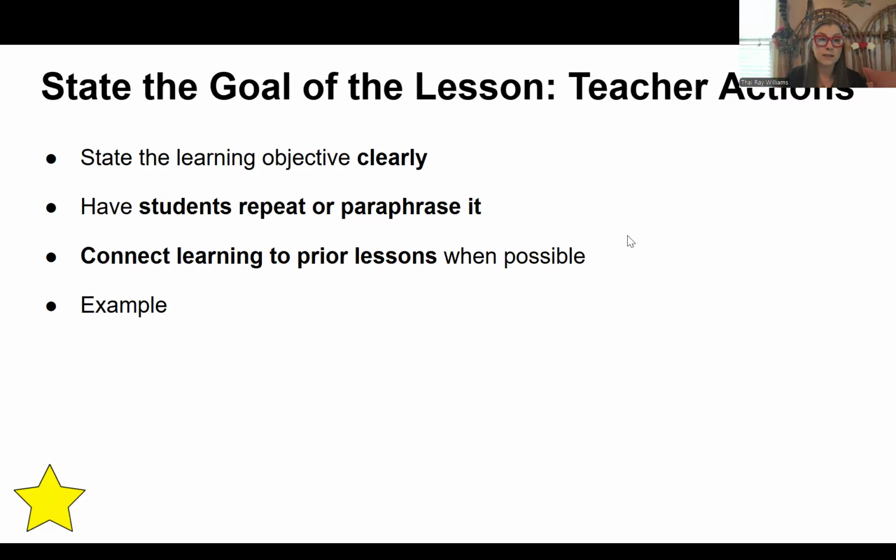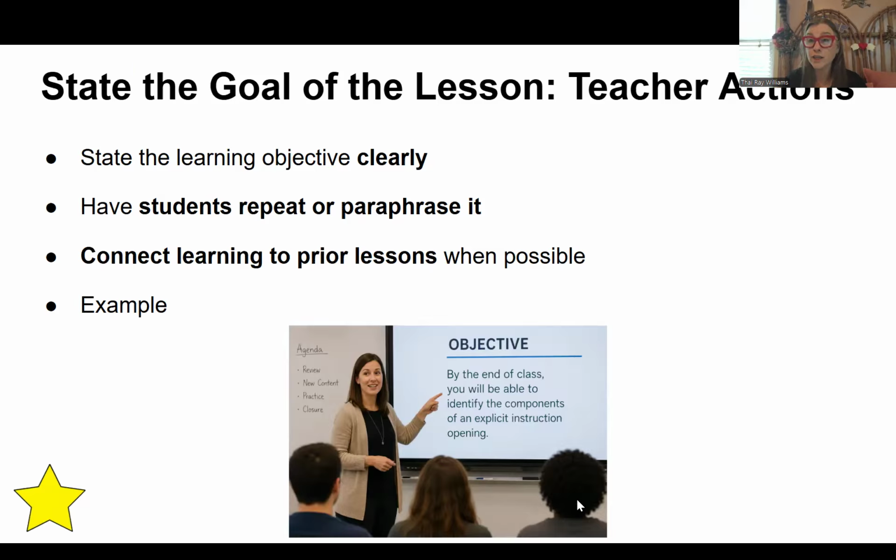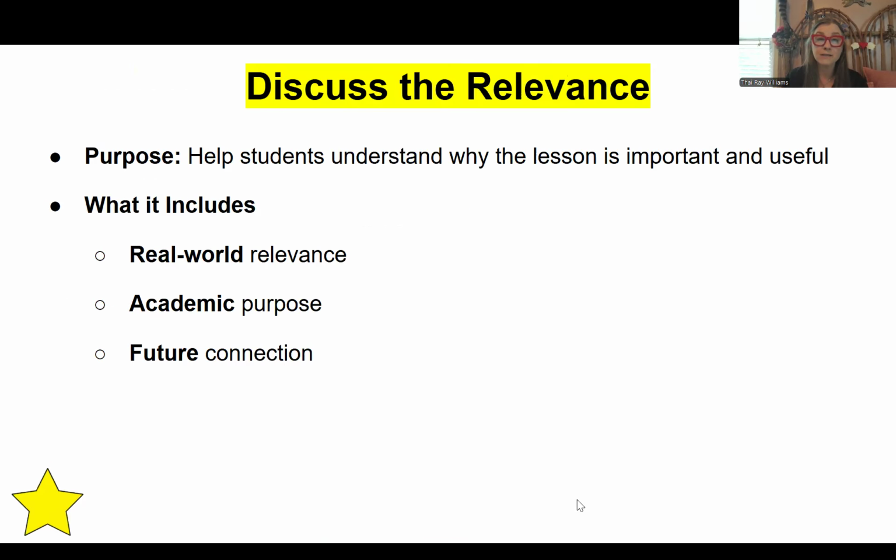So let's take a look at stating the objective. So here is our objective for the portion that we are covering at the moment: by the end of the class, you will be able to identify the components of an explicit instruction lesson opening. And so I'm sure, because that is written in student-friendly language for you all, that you know exactly what the expectation is by the end of the lesson.